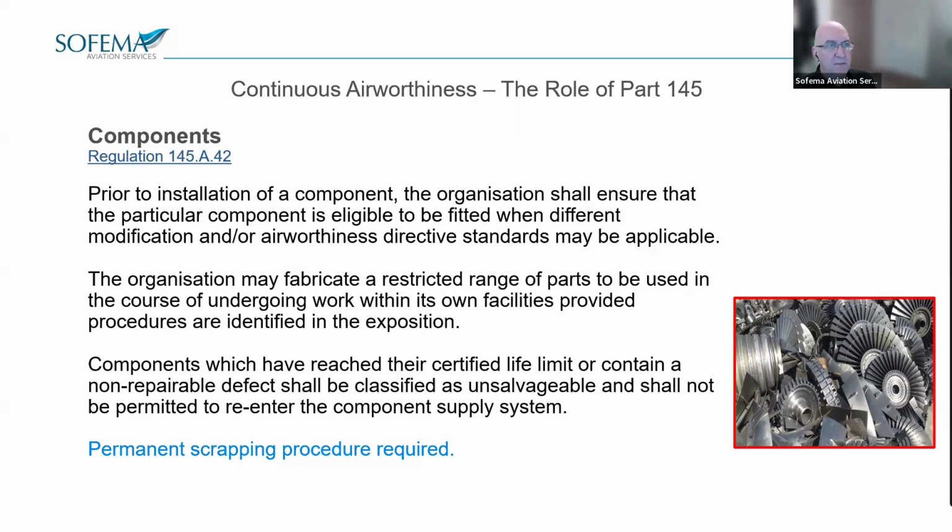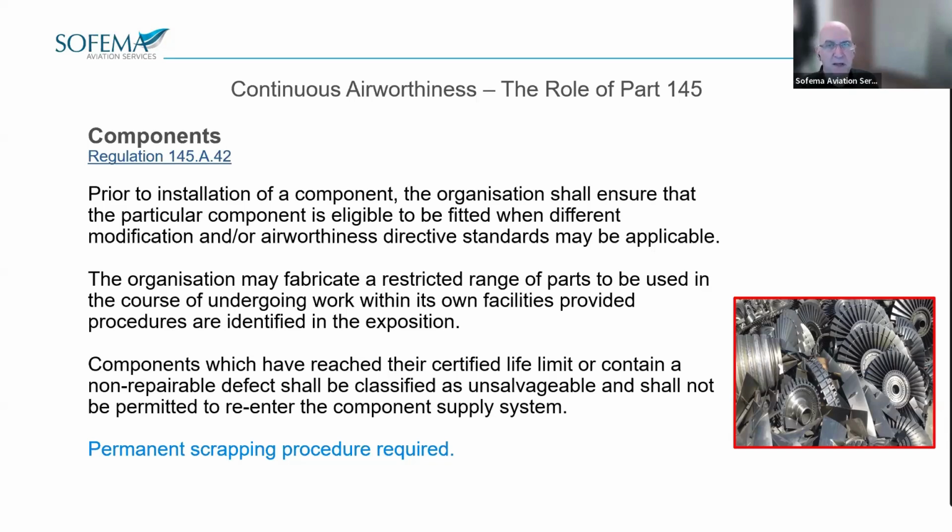With regard to removing components that have reached their certified life limit or contain a non-repairable defect, these items should be classified as unsalvageable and shall not be permitted to re-enter the component supply system. Now, to prevent any chance of that happening, a permanent scrapping procedure is required. So persons disposing of scrap aircraft parts should, when appropriate, mutilate those parts and materials prior to release into the scrapping system.